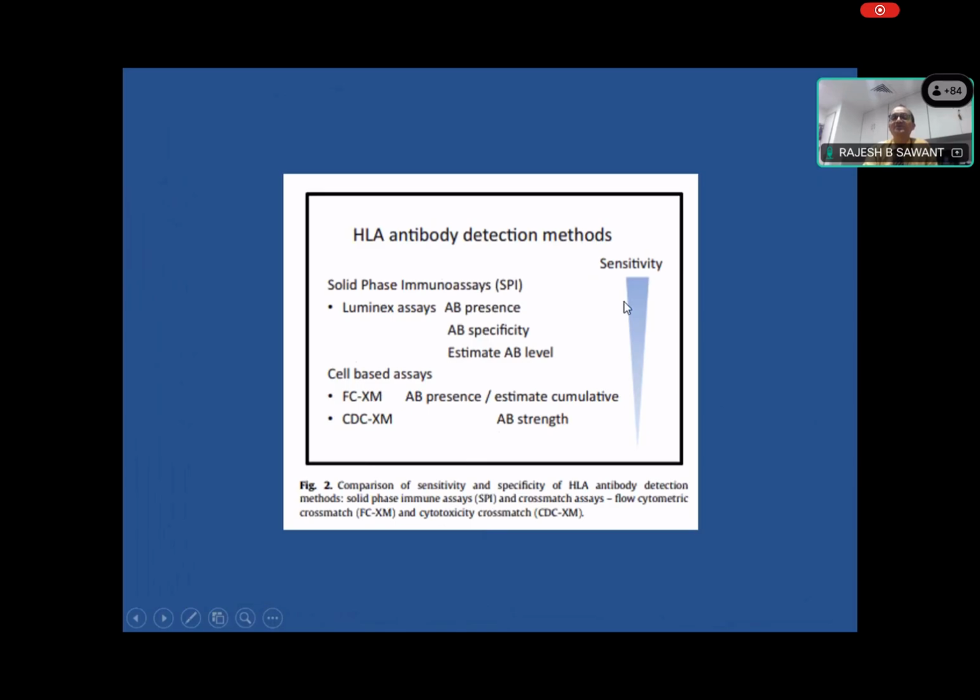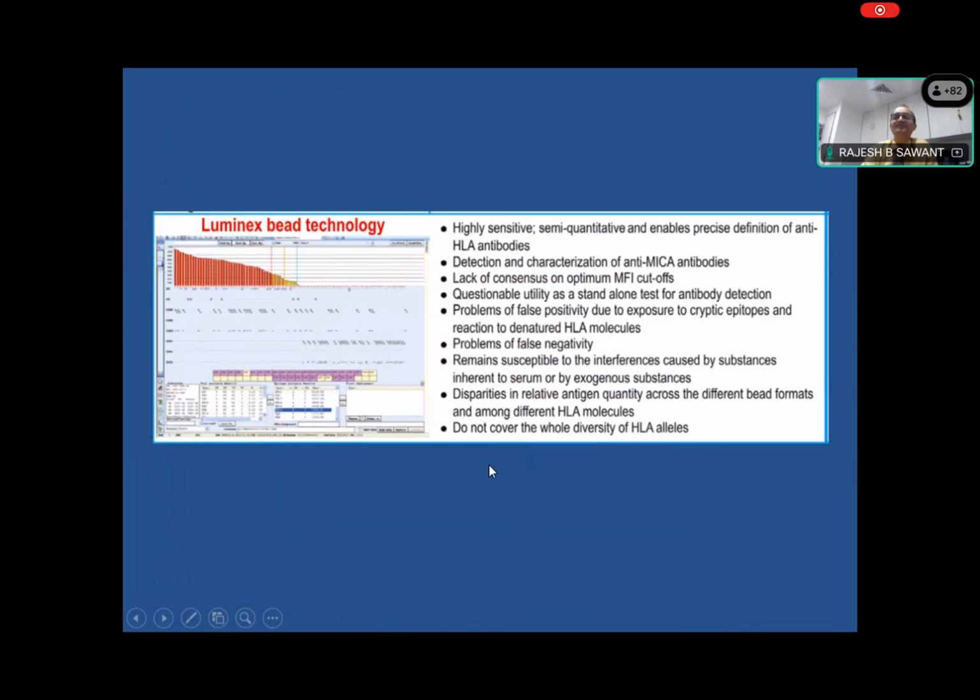This is also a pictorial depiction of the same thing, where the sensitivity increases with the solid phase assay and is reduced at the level of the cell-based assays like the CDC cross-match. About Luminex based technology, we have already talked, so we can go further here.